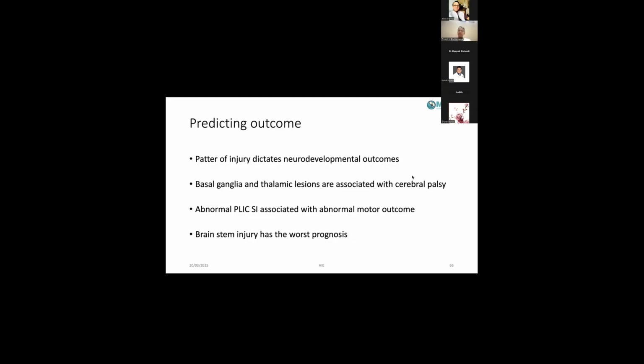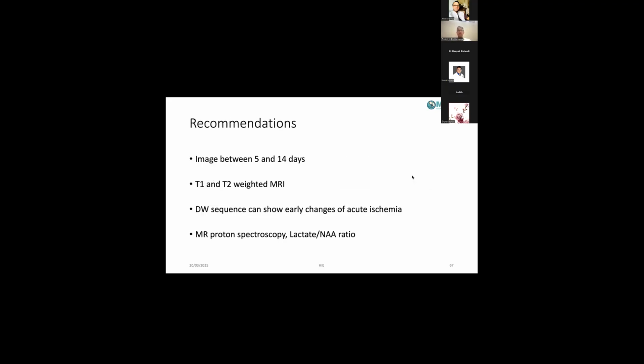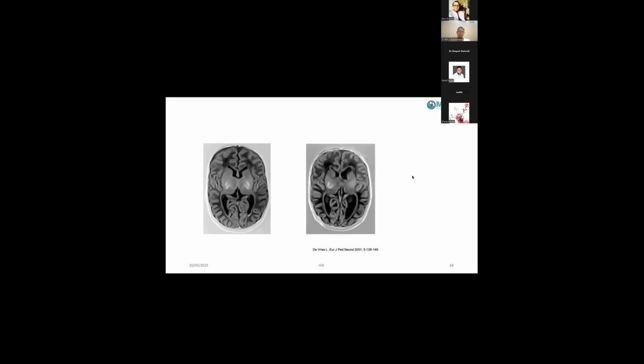And brainstem injury has the worst prognosis. That's the deepest nuclei there. So if you have a problem there, that has got the worst prognosis. Recommendations: images between 5 to 14 days. You should always do T1 and T2 weighted images and always do a DW sequence to show the changes of early acute ischemia. And MR spectroscopy with the lactate NAA ratio is always a plus and welcome addition.